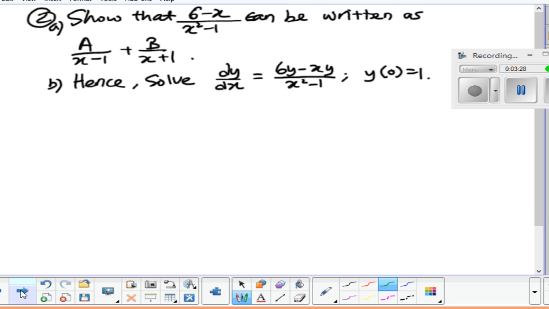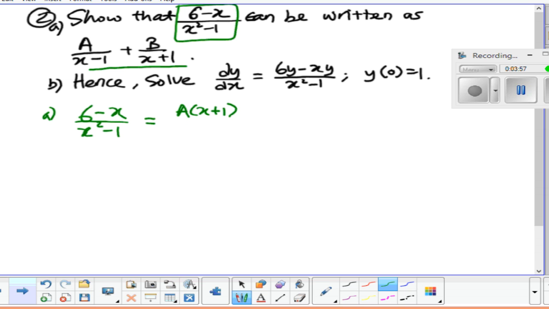Alright, let's look at another question. In this question, we need to show that this particular ratio can be written as a summation of two different ratios. This particular technique is called partial fractions. So we have to do this. The first part is just 6 minus x over x squared minus 1. So what we do is that we treat this, say that we can actually write it like this. So this is by comparison. We actually assume that it can be written like that.